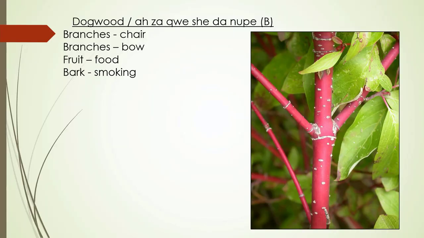They would take a relatively thick branch and put it in a form and turn it into a bow. The bark was used for smoking. They also ate the food, the white berries, as an emergency food resource.